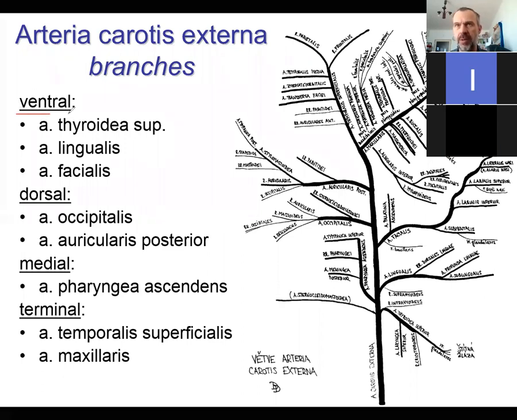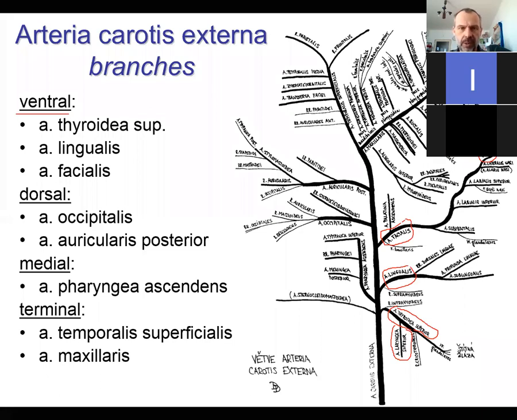So we have the ventral ones. And think about what you have ventrally. Yeah? Ventrally, you have the thyroid gland, the larynx, we have the tongue, yeah, and you have the face. So we have the superior thyroid artery, which gives also the laryngeal artery. We have the lingual artery for the tongue, and we have the facial artery for the face. And the facial artery terminates in the angle of the eye as the angular artery.